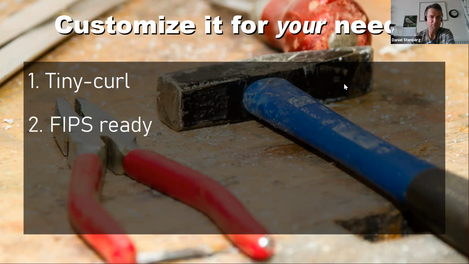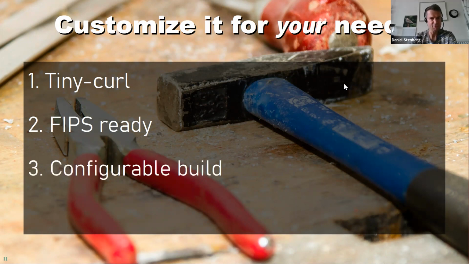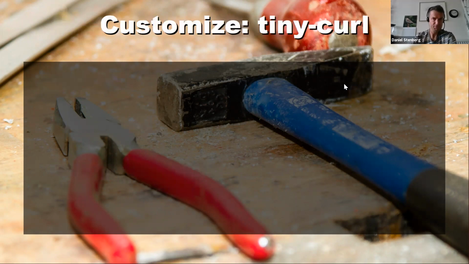It is also FIPS ready, in that you can opt to build cURL with, for example, a TLS library that is FIPS ready. So even if you have FIPS requirements, which might not be that common in Japan, but it's more of a US thing. And it is a very configurable build, so you can really tweak it when you build cURL or you choose cURL for your device or your specific environment. You can really make sure that cURL is built for that purpose.